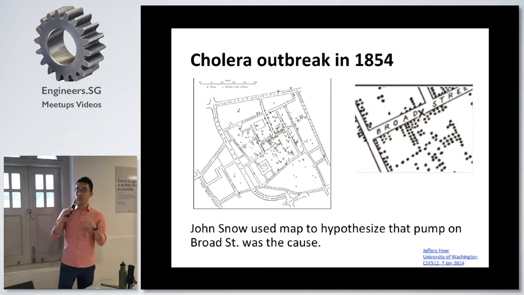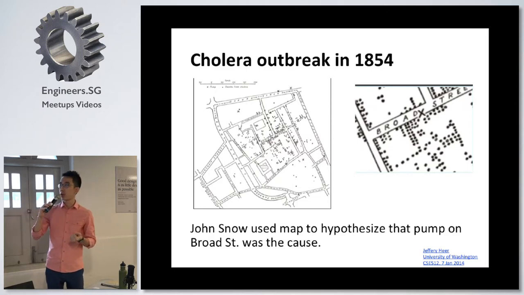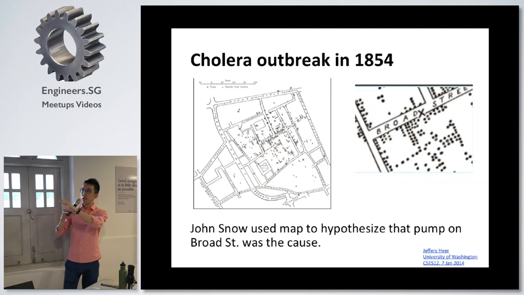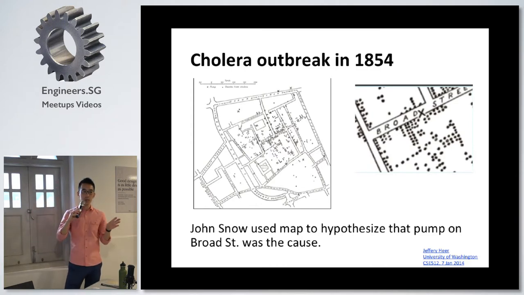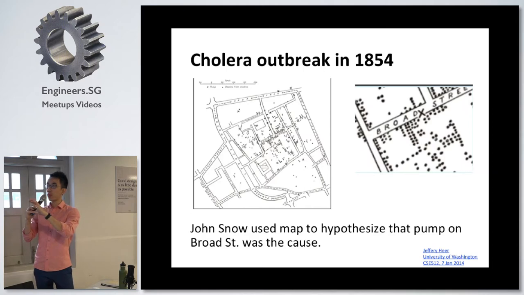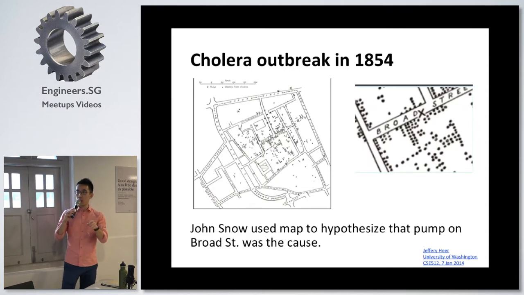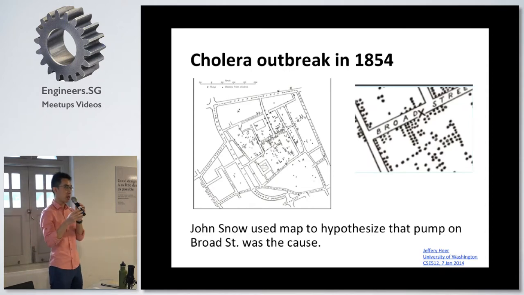So in this case, this was one of the first examples where data visualization was used to help understand information. From this information, John Snow came up with the hypothesis that the pump on Broad Street was one of the causes of this cholera outbreak. What he did was he also marked out where the water wells within this district were. And he found that people who got cholera were drawing from this particular water well at Broad Street. So from there they carried out the investigation and found that it was really true.